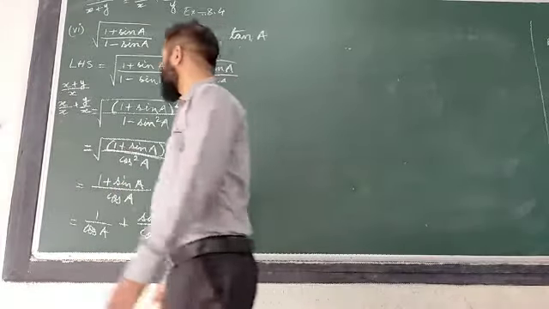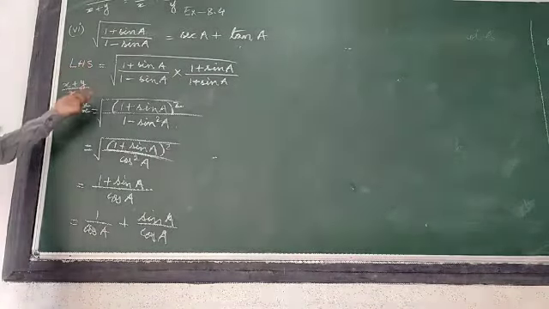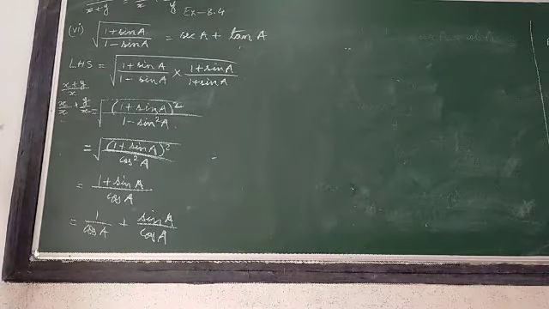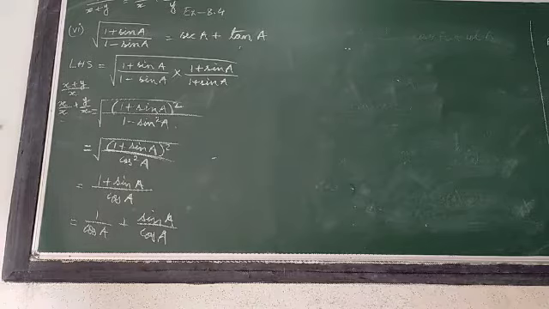If you are having 2-3 numbers in the numerator, but in the denominator you are having a single number, you can separate it. Individually you can separate. Is it clear? 1 by cos is what? Sec. So write sec A plus sin by cos is what? Tan A. That's all.